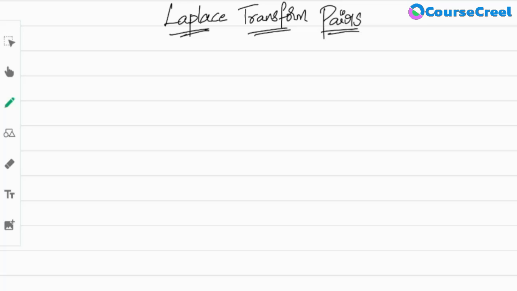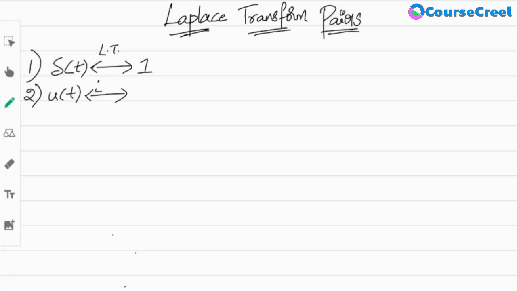Firstly, we are just going to see the end result of the Laplace transform of signals. So the first Laplace transform pair is the Laplace transform of the impulse signal. Laplace transform of impulse signal, that is del of t, is 1. And the next pair is the Laplace transform of the unit step function, which is equal to 1 by s.